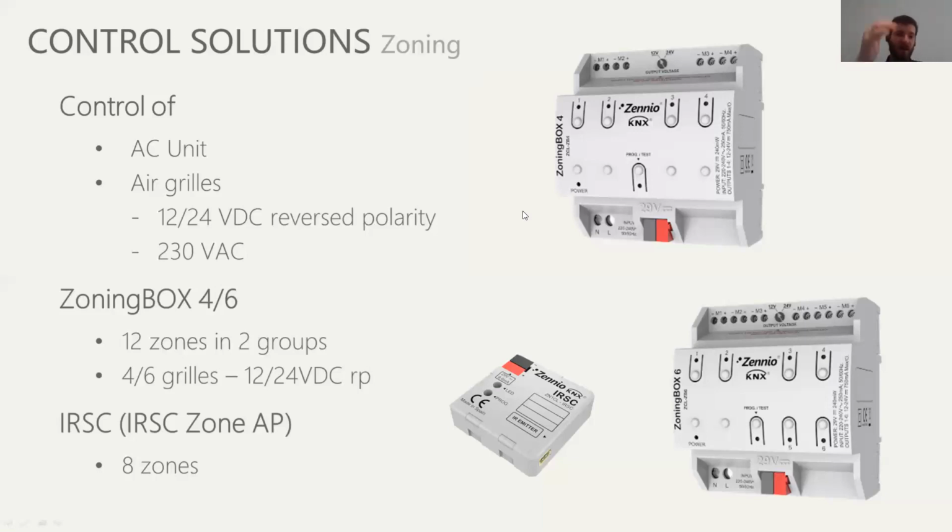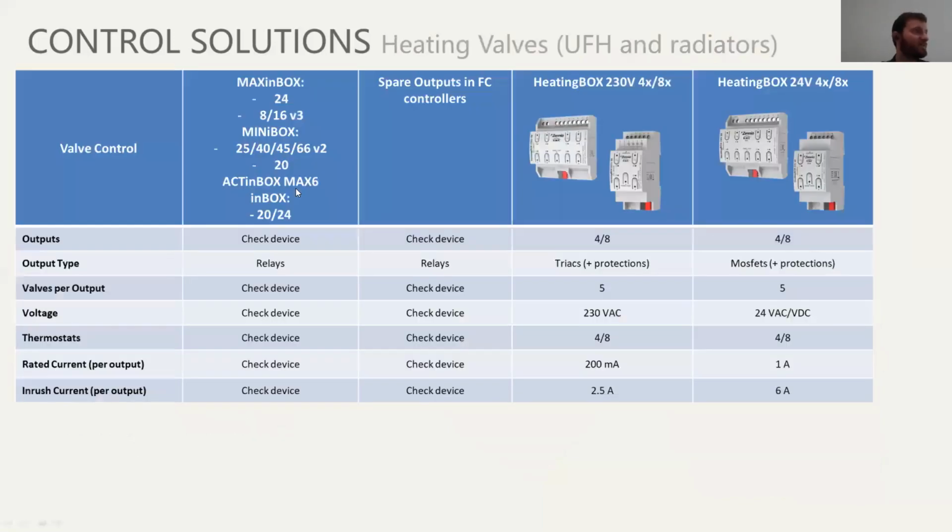So we've seen all the fan coils or the AC units, the zoning inside the AC, and whether that's combined with a fan coil or an interface. And now we go to heating valves, basically underfloor heating and radiators.